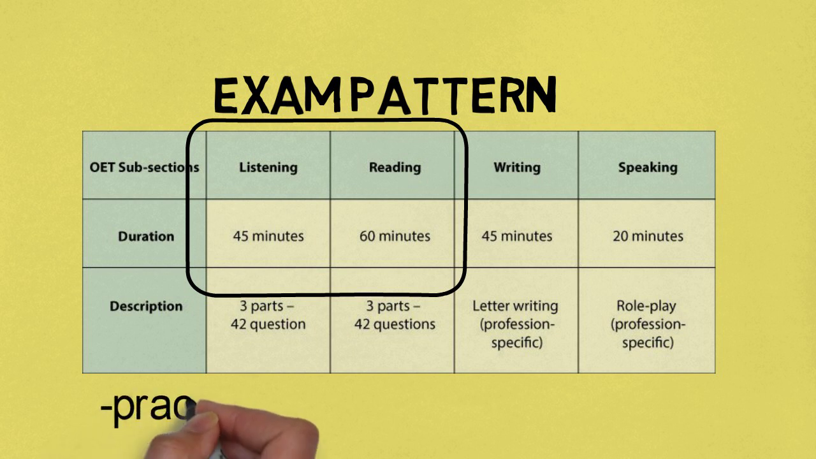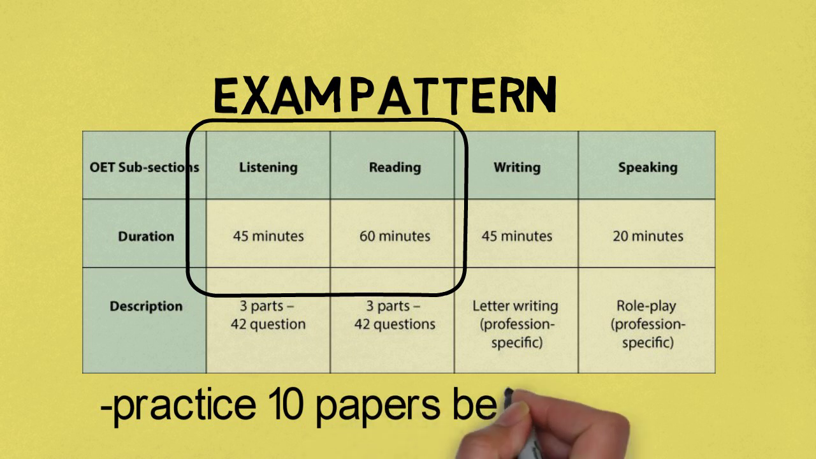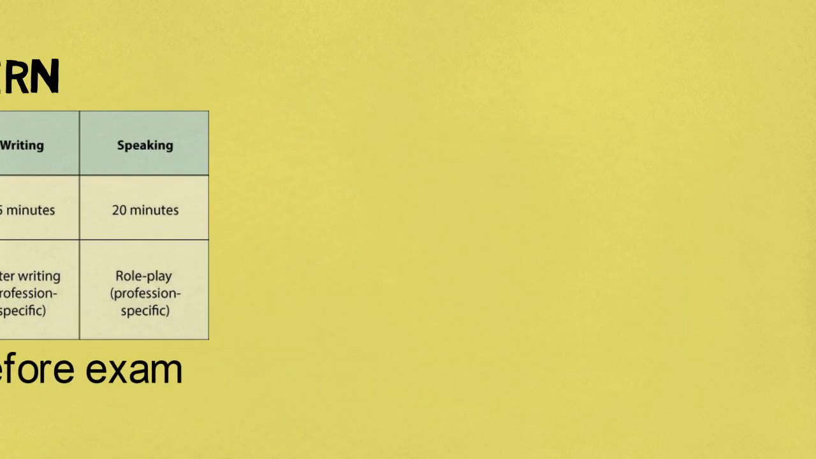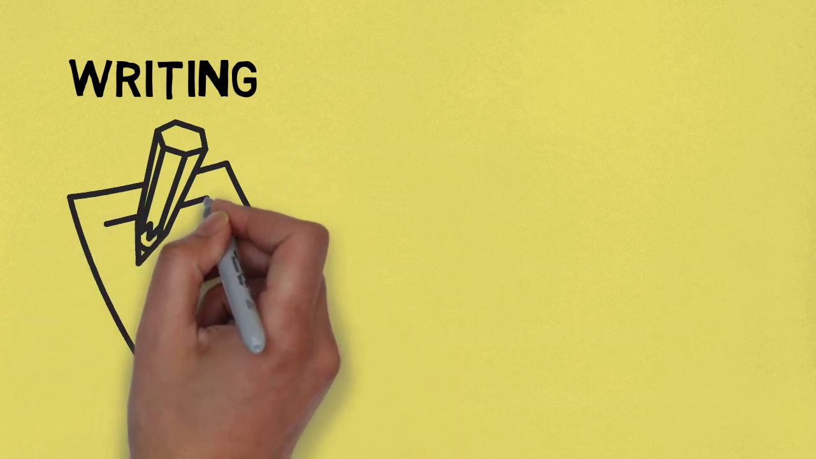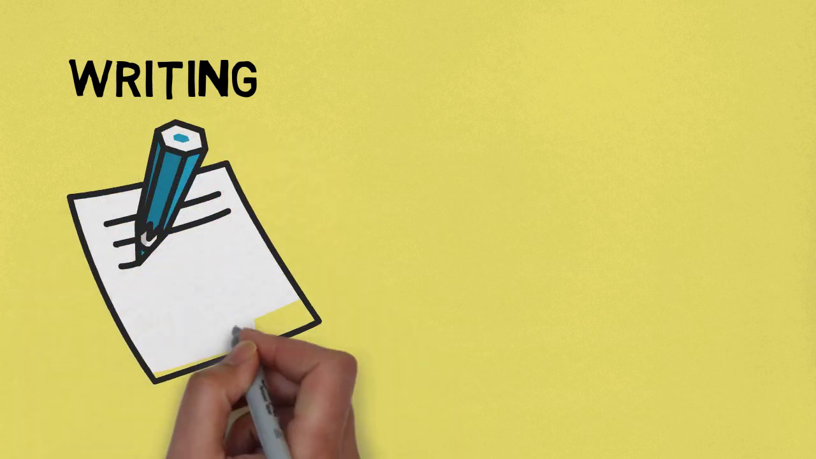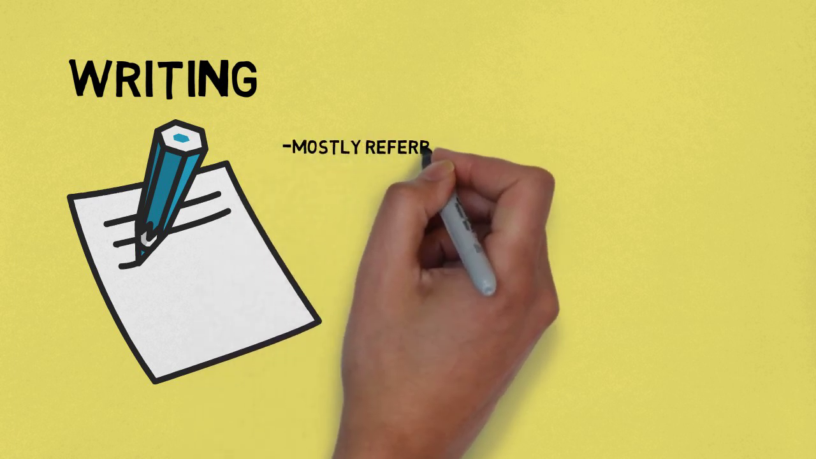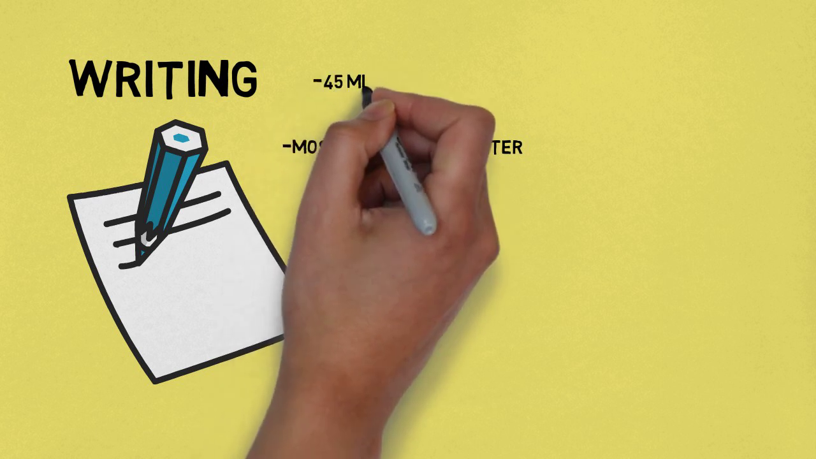So make sure that you practice at least 10 to 15 mock papers of reading and listening before appearing for the exam. The third subtest will be writing, which is of 45 minutes duration. You will be given patient notes and your task is to write a letter, which is mostly a referral letter to a GP based on the information given to you.